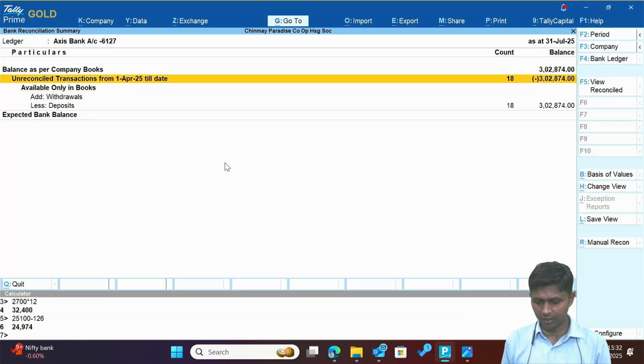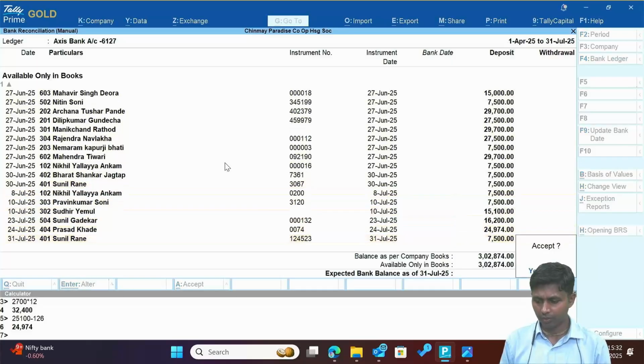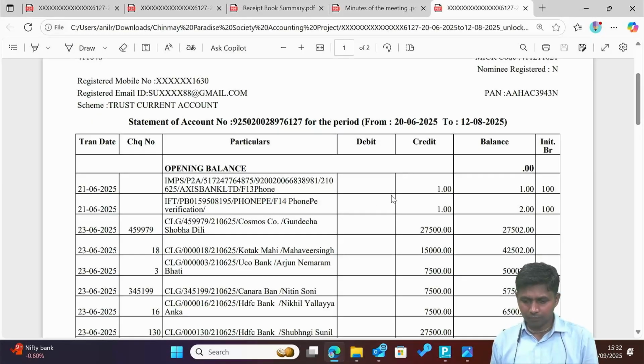Then you get unreconciled transactions. Again, press Alt R and you get a whole list of the transactions. Now write the bank dates in front of these entries and accept it. You'll finally find the bank in the Tally form. Now, one by one, you can tick the transactions which are matching.